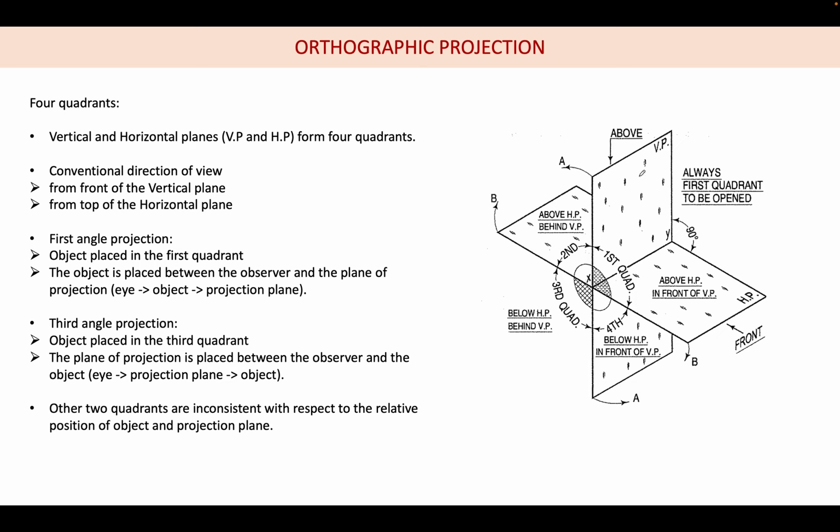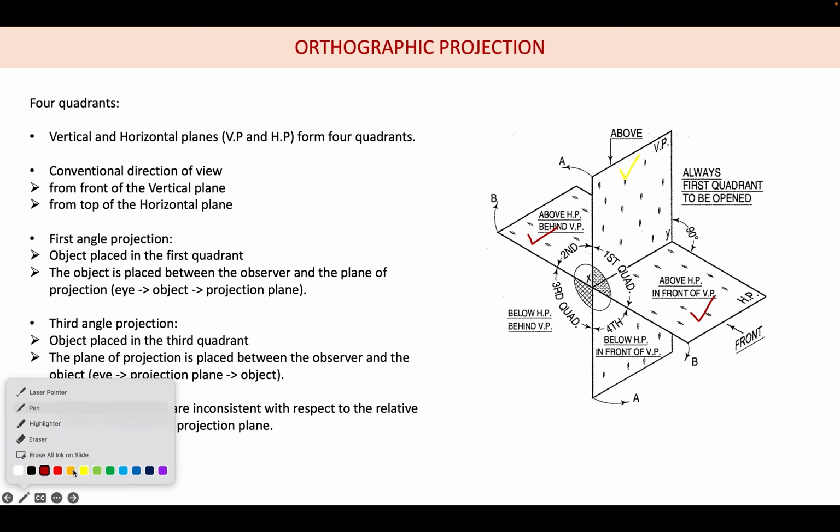So basically, when we have orthographic projection, there are four quadrants. So this is the first quadrant, second quadrant, third quadrant, fourth quadrant, and this one is the vertical plane. I'll take another color. So this one is the horizontal plane. So horizontal plane is this one, and vertical plane is this one.